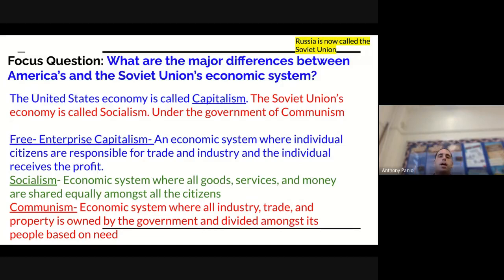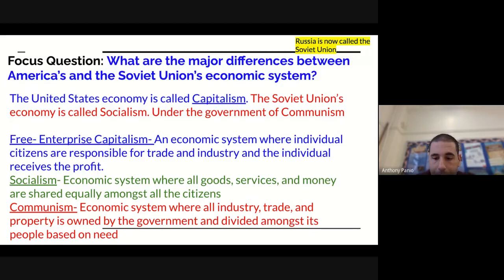All right, so let's look at what communism is. An economic system where all industry, trade, and property is owned by the government and is divided amongst its people based on need. I'm going to break this down in the chat a little bit so you guys can understand. Capitalism. I'm going to write this in the chat. Mr. Panio works a job. He gets all the money from that job.